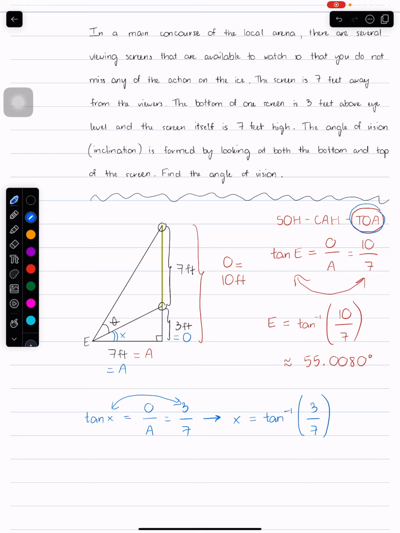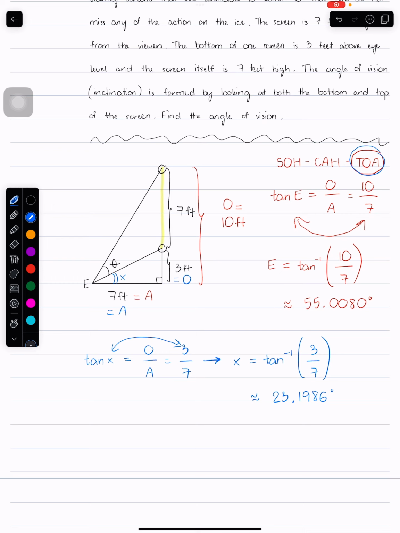And if you put it into the calculator, make sure it's in the degree mode, you're going to get an angle approximating to 23.1986 degrees.